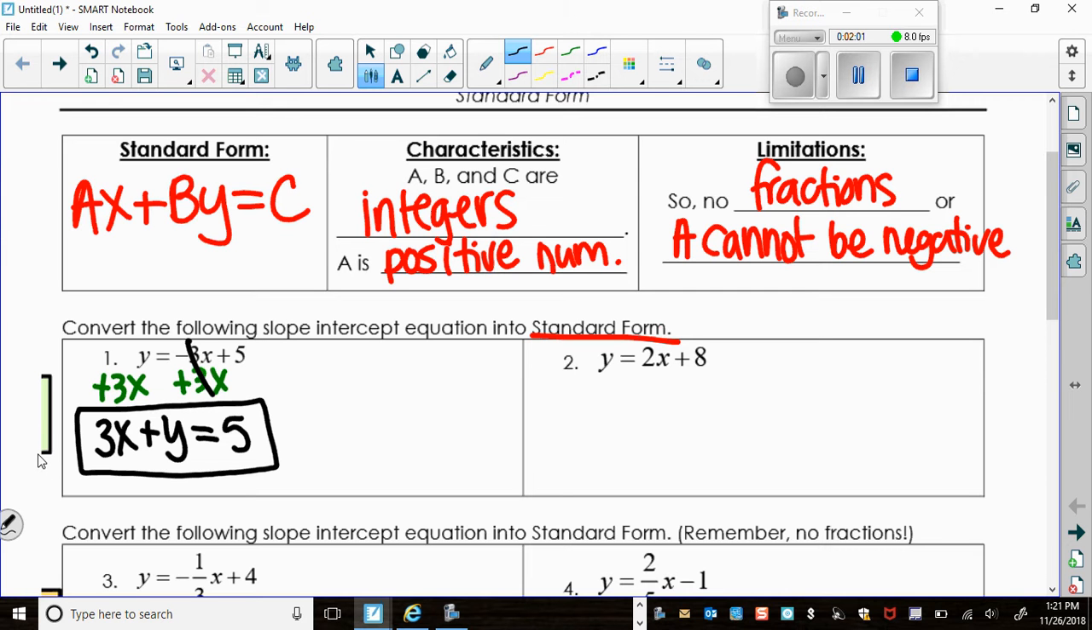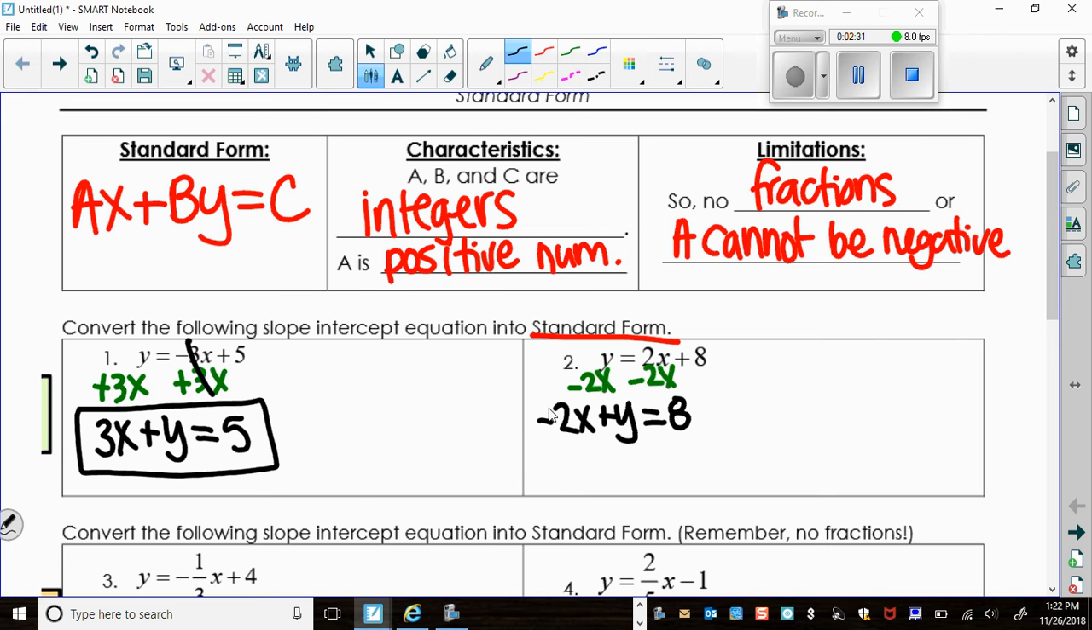Okay, let's look at number 2. I want the same type of form. I'm going to subtract 2x from both sides. That is the subtraction property of equality, or SPE. Then I'm going to write negative 2x plus y equals 8. Okay, so unfortunately I'm not done like I was with number 1. I actually do have to do another step.